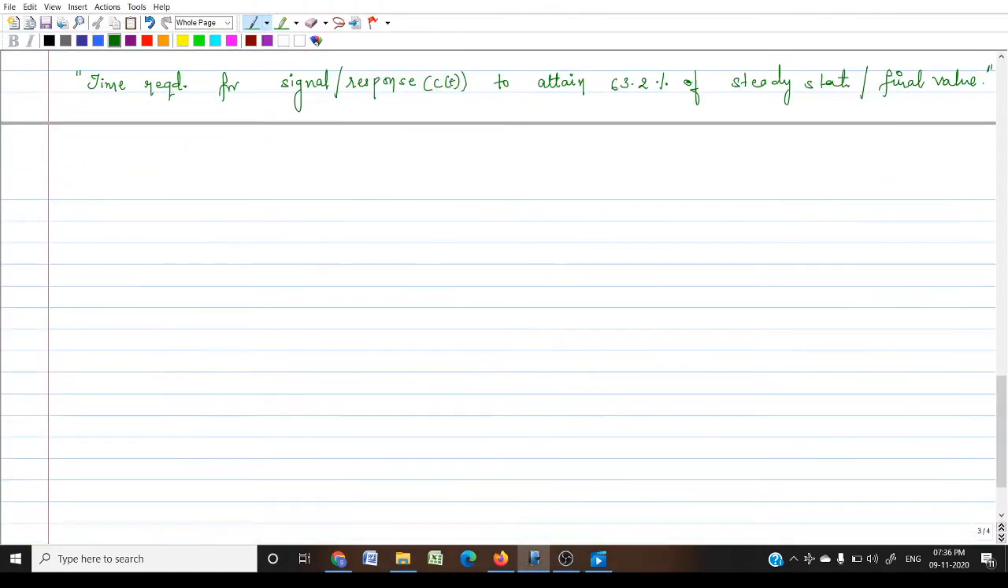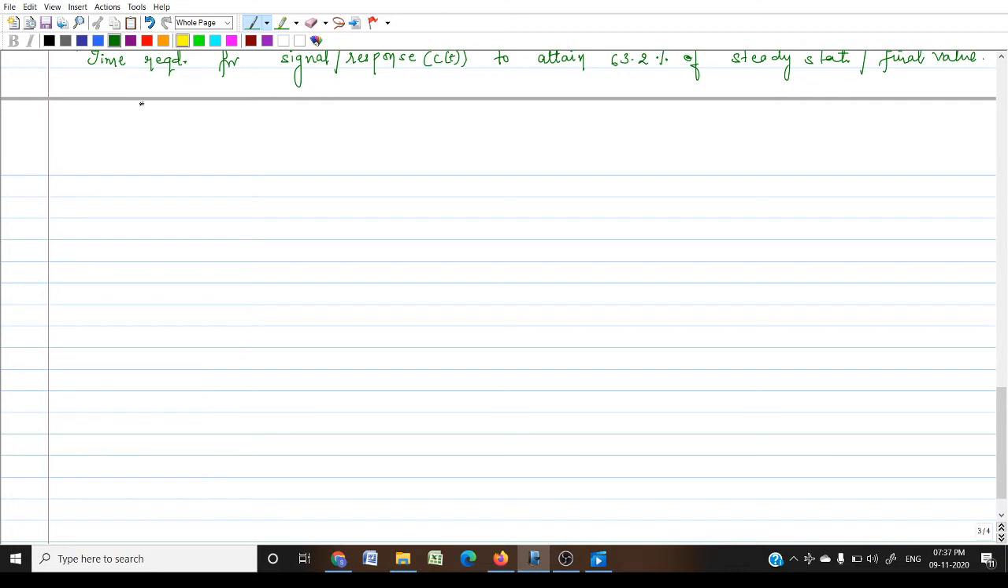So in the next one, we will try to plot the C of t value. For that, I'll draw the x and y axis. This is the y axis, which is C of t. The x axis is time. So we have C of t is equal to 1 minus e to the power minus t by tau.